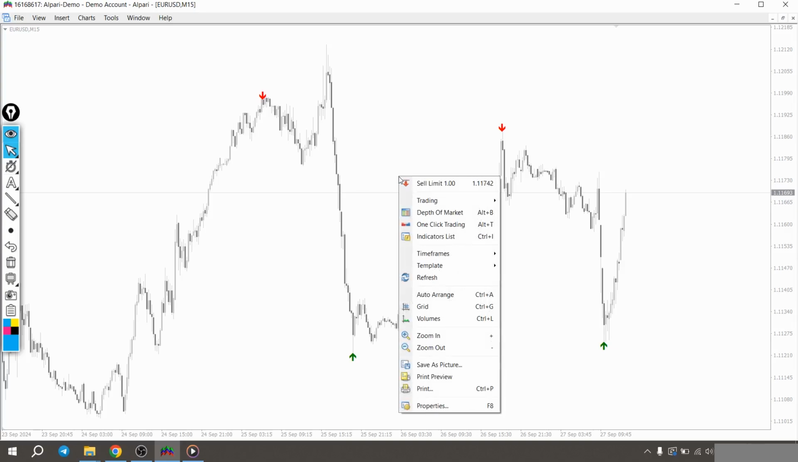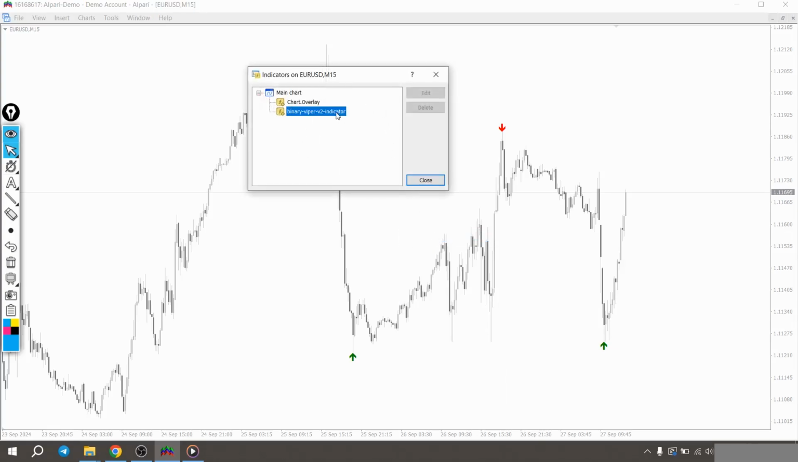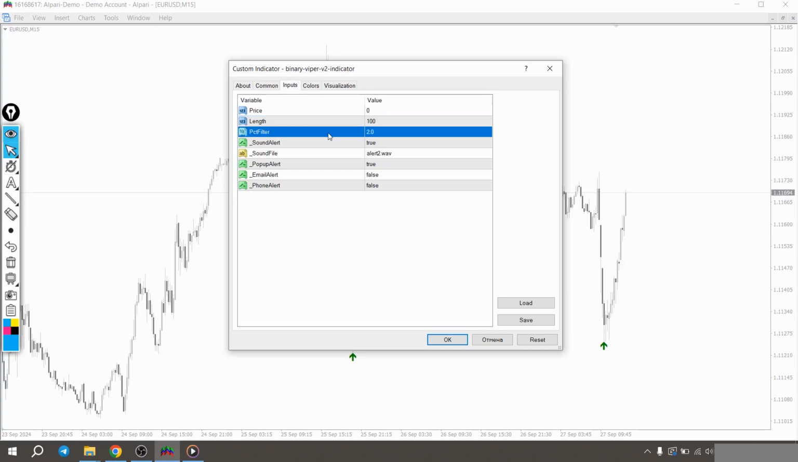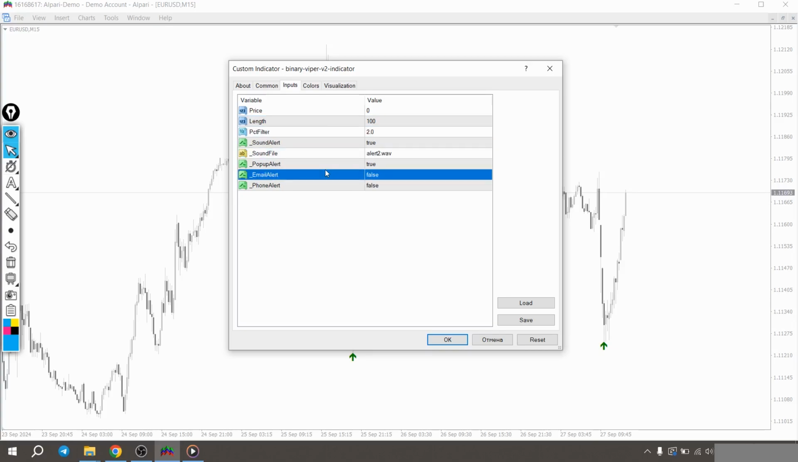The indicator comes with the following customizable settings. Price uses the current price chart. Length, number of history bars for indicator calculation. PCT filter, deviation percentage filter. Sound alert, sound file, pop-up alert, email alert, phone alert, enables alerts.